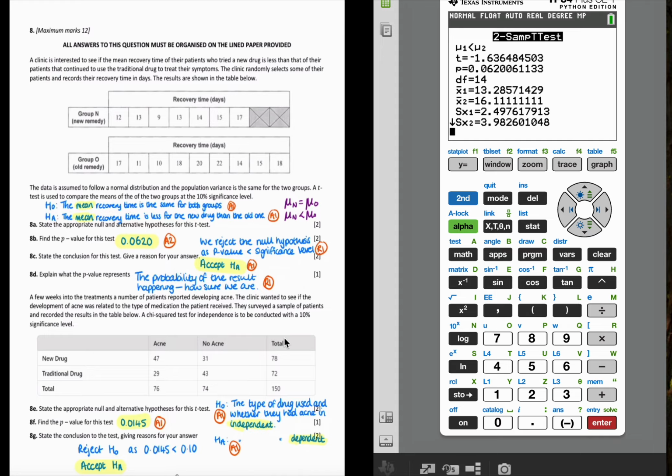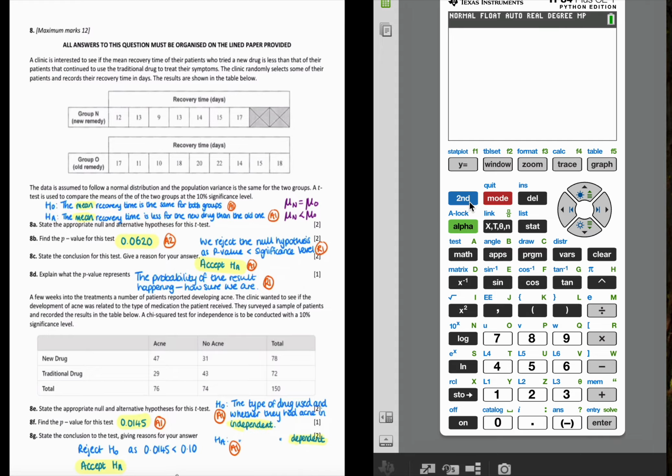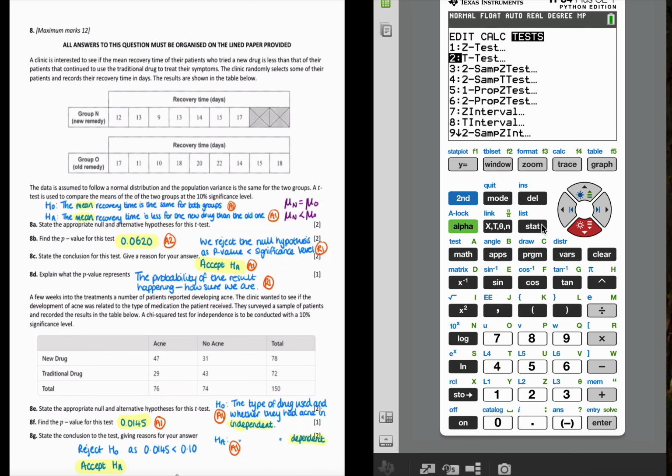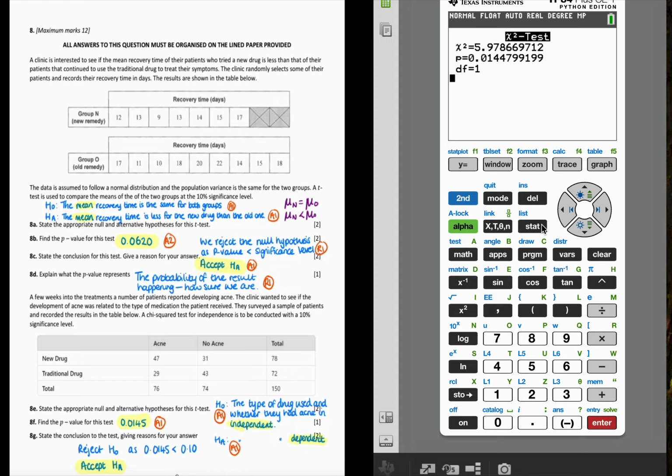And then we can find the p-value. So to do this question, you need to go into the matrix, edit, select 2 by 2, and then type your data in. Once you've done that, and you can see here I've got my data in there, we go to statistics and tests. And this time we're going down to the chi-squared test and calculating. And we can see that the p-value there is 0.0145 to 3 significant figures.